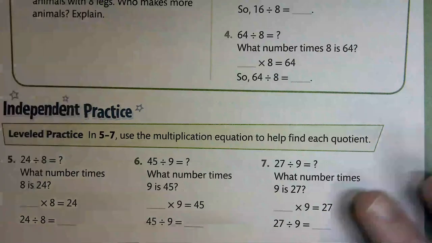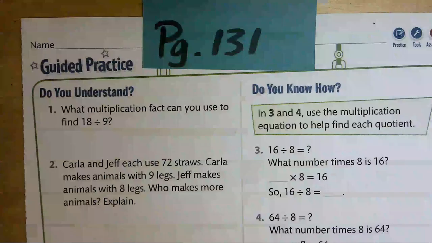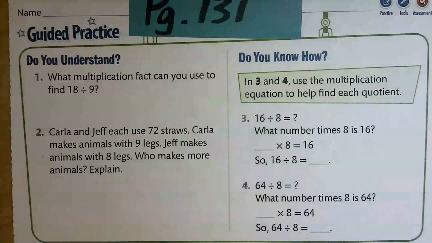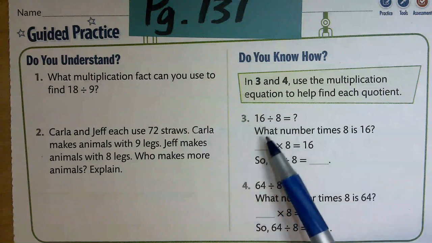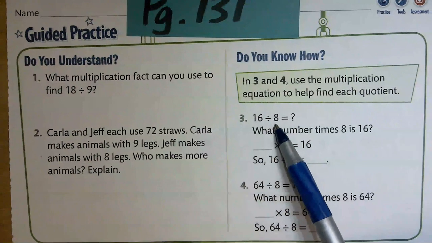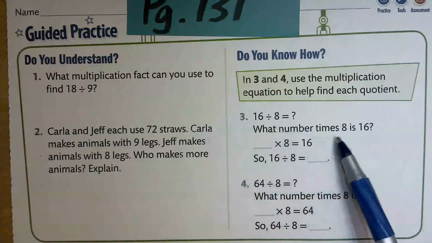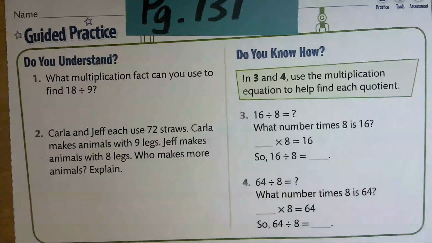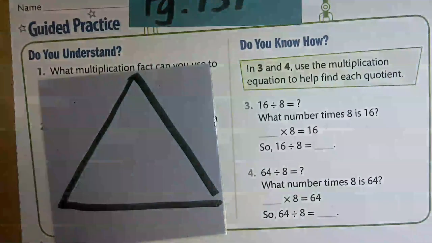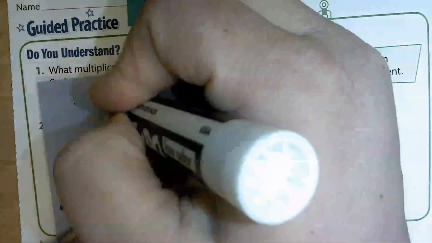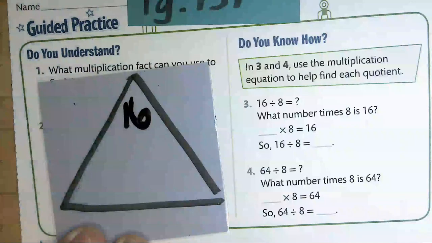This is page 131. And we're going to go ahead and check out numbers 3 and number 4. All right. Number 3 says 16 divided by 8 equals what? Well, it says what number times 8 is 16? So I've got my fact triangle here. All right. Well, what's the largest number? Well, in a division problem, I always start with that. So that's what's going on top of my fact triangle.